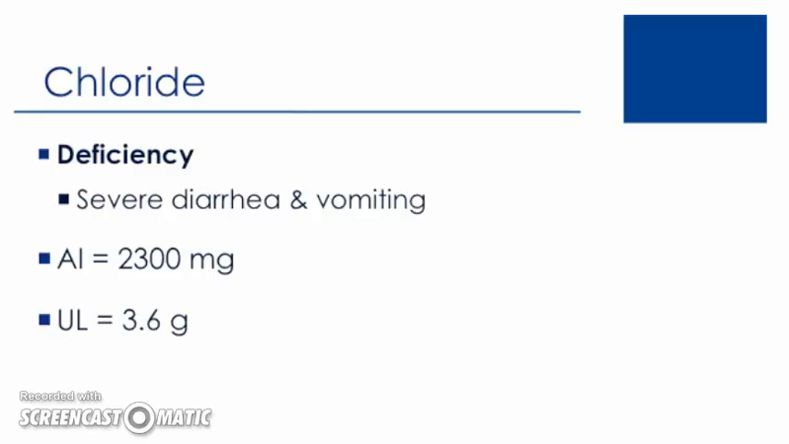Here we see the adequate intake level for chloride is 2,300 milligrams per day. So inadequate intake of chloride and low body status of chloride will lead to deficiency symptoms. So primarily severe diarrhea and vomiting will actually be symptoms of chloride deficiency. We see the tolerable upper intake level is 3.6 grams per day.